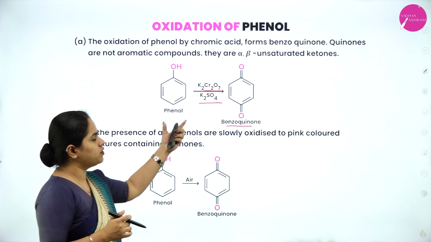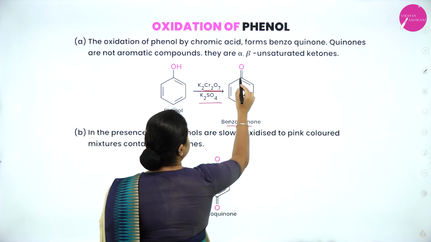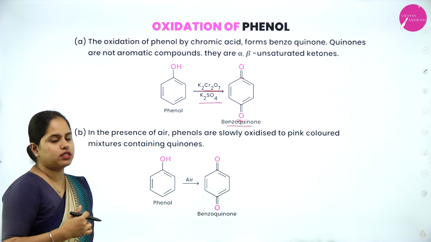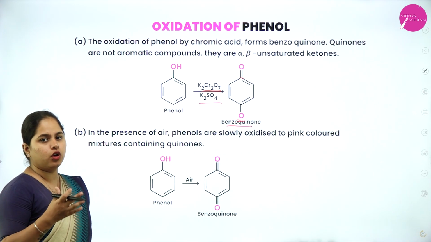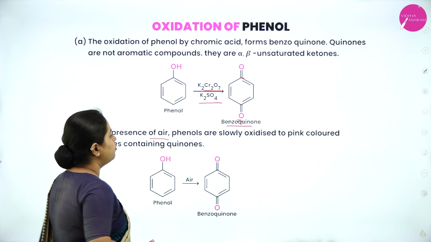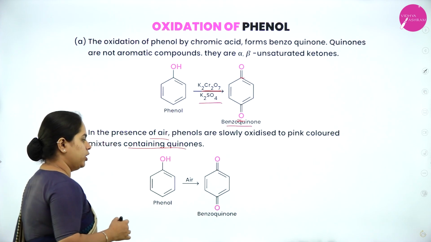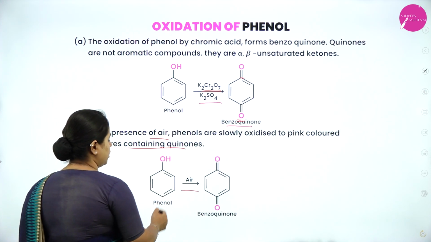So you have phenol which reacts with chromic acid. What happens? On the para positions you will have 2 double bonds. It's a ketone which is formed. Alpha beta unsaturated ketone will be formed. So benzoquinone is formed by the oxidation of phenol with chromic acid. Next method is in the presence of air, phenols are slowly oxidized to pink colored mixtures containing quinones. So here also you are getting benzoquinone by reacting it with air.